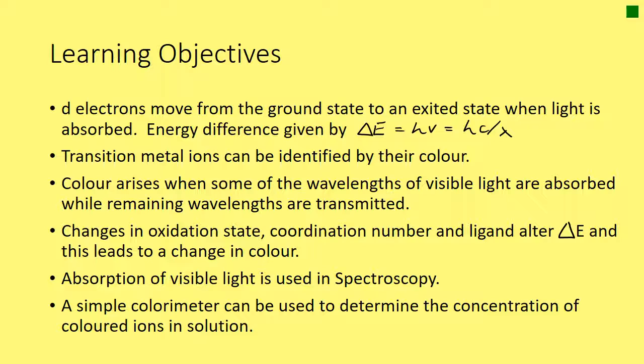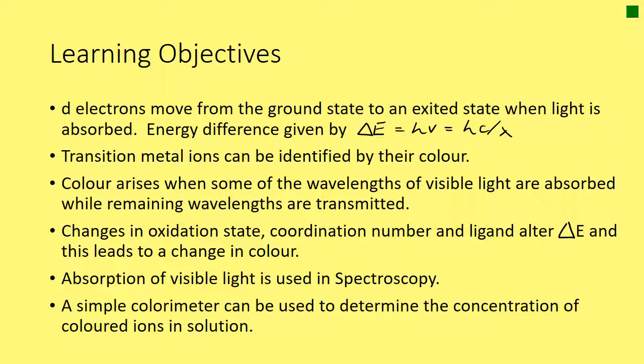The first of which is that we want to know that d electrons move from the ground state to an excited state when light is absorbed. So the light energy promotes electrons from their normal ground state to a higher energy level, which is called an excited state. And that energy difference is given by a formula, which we're going to go over. So that's the first lesson objective.